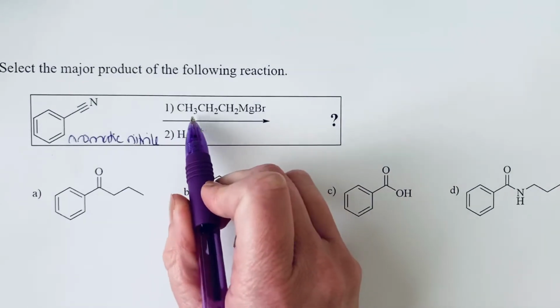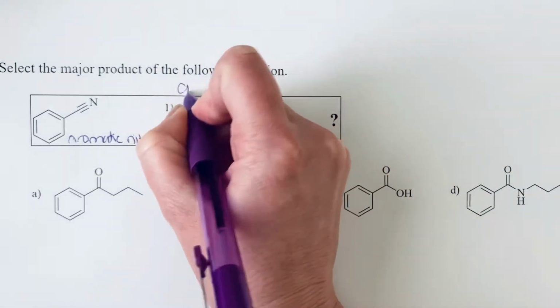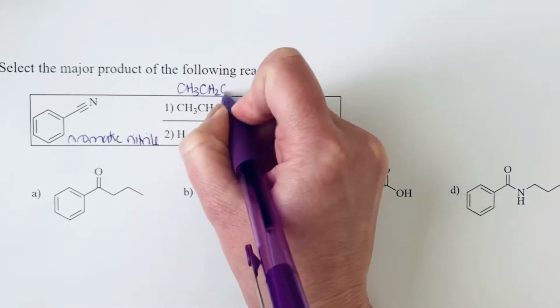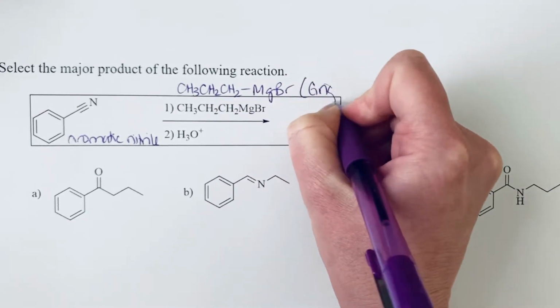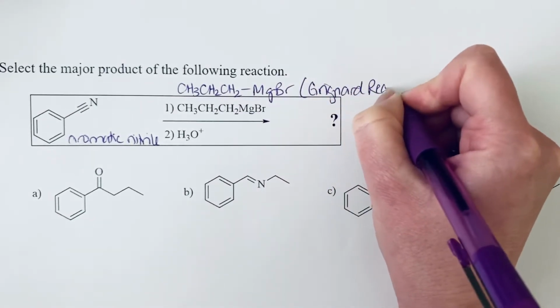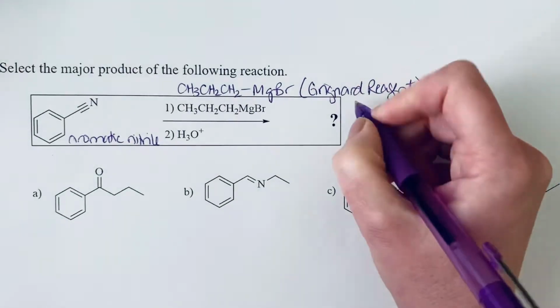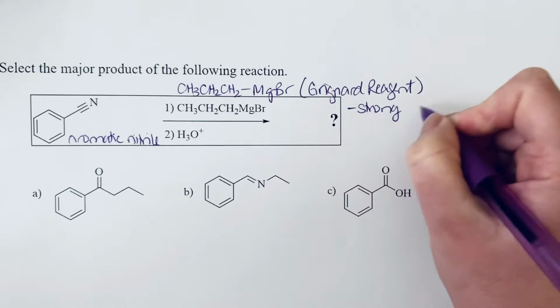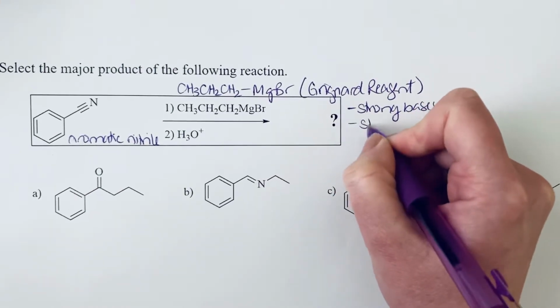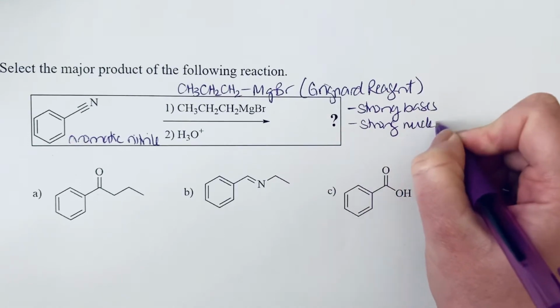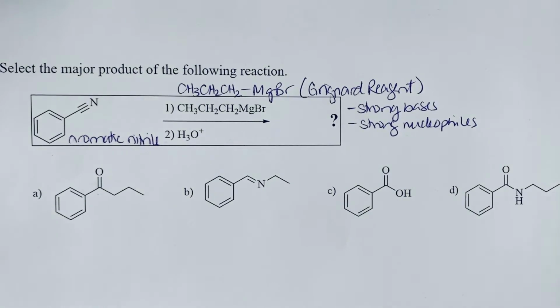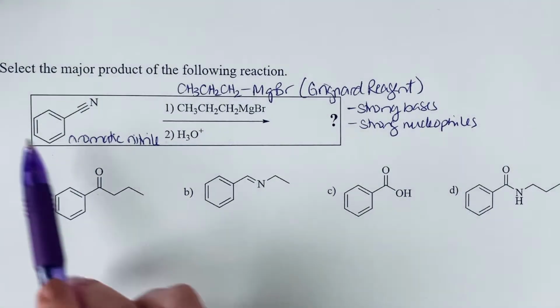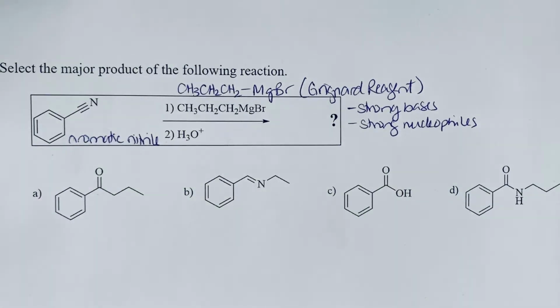So we see that we have this propyl magnesium bromide. So this is an organometallic reagent. Specifically, this is a Grignard reagent. And we know that Grignard reagents are very strong bases and also very strong nucleophiles. So the first thing we would look for is if we had an acidic proton, because it's going to act as a base first of all if there's an acidic proton available. But we don't really see any here. The only hydrogens we have are on that benzene ring attached to sp2 hybridized carbon, so those are not acidic.